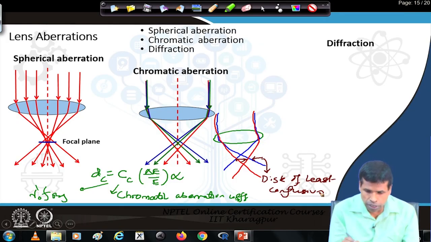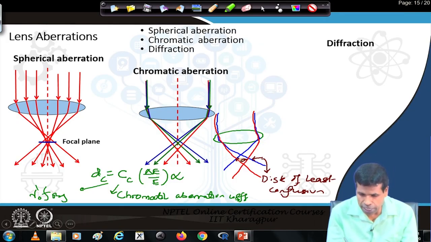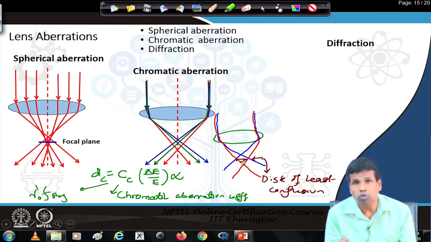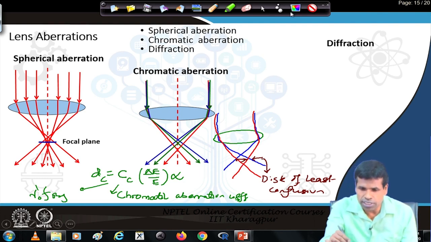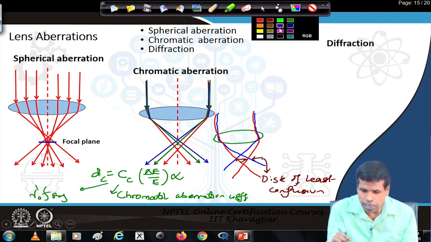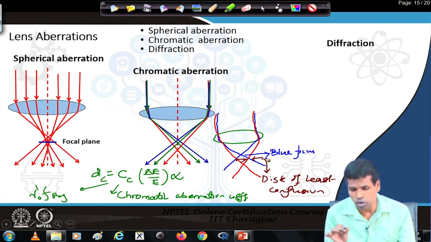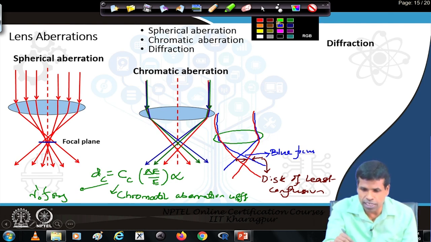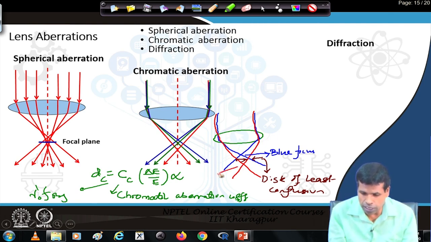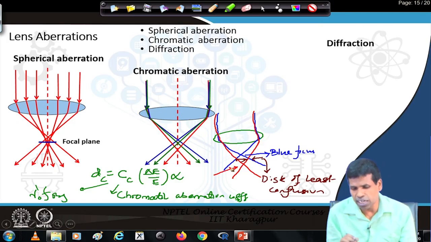So, here instead of getting a spot, we are getting a disk. If we put a screen at blue focus here, let us say it is blue focus, then we will see a blue dot and red halo. If we put a screen here, then we will see a red dot and a blue halo.